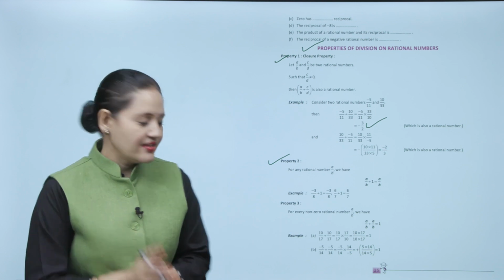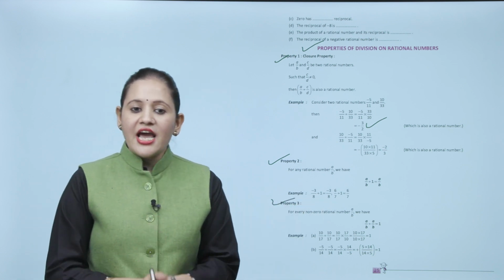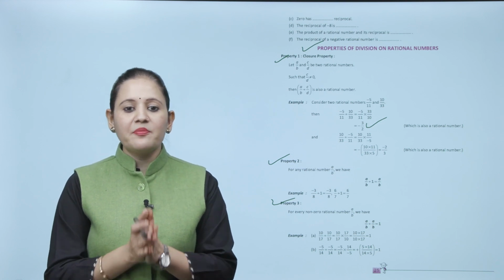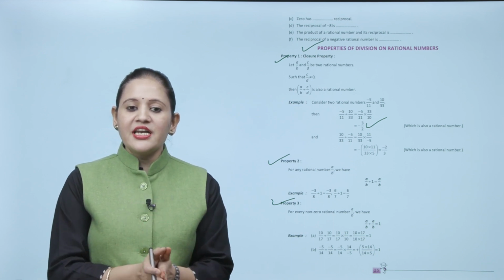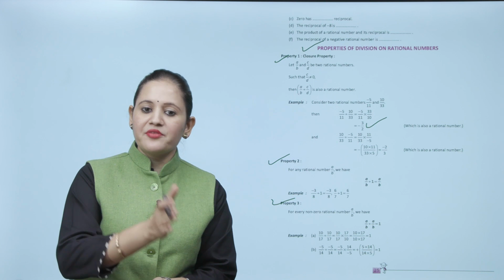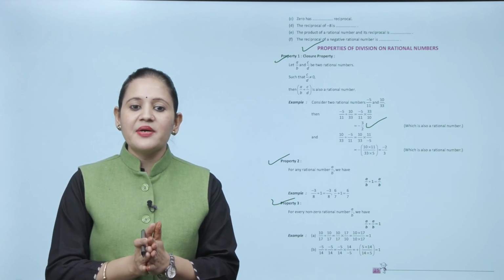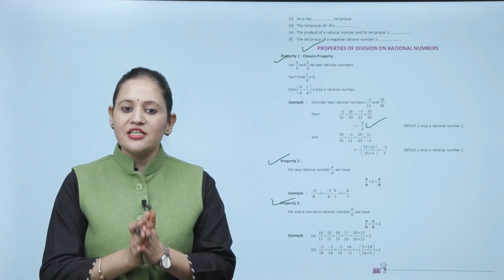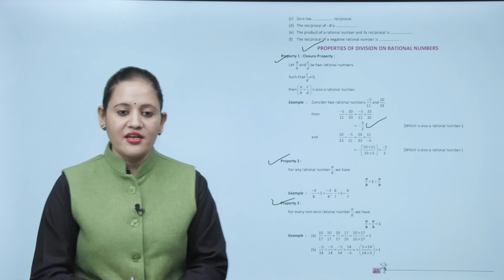Next, property 3. For every non-zero rational number a upon b, we have a upon b divided by a upon b equals 1. Means if we divide any rational number by the same rational number, we will get 1. For example, 10/17 divided by 10/17. So we'll get 10/17 into 17/10, that is equal to 1.